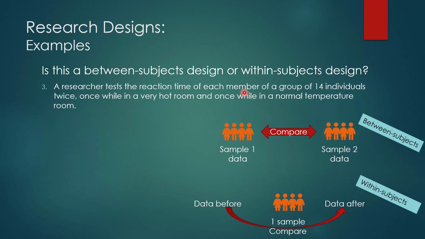So it measures the reaction time of each member of a group of 14 individuals twice. Once while in a hot room and once while in a normal room. So there's one group of individuals and they're measuring them in a hot room and in a normal temperature room. So it's the same group of individuals. It's not before and after, but it's time 1 and time 2, and they're going to compare those two times. So it's a within subjects design.